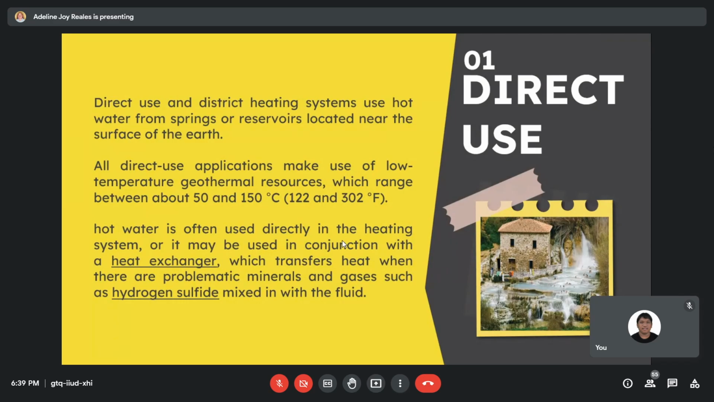All direct use applications make use of low temperature geothermal resources which range between 50 and 150 degrees Celsius. Hot water is often used directly in the heating system, or it may be used in conjunction with a heat exchanger which transfers heat when there are problematic minerals and gases such as hydrogen sulfide mixed in the fluid. The image shows the Bagno Vignoni hot spring in Italy.